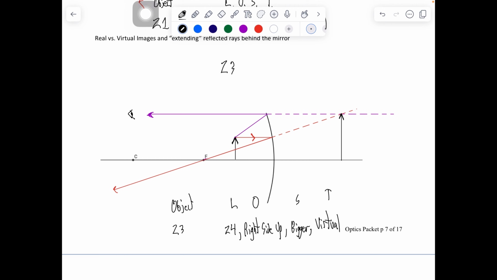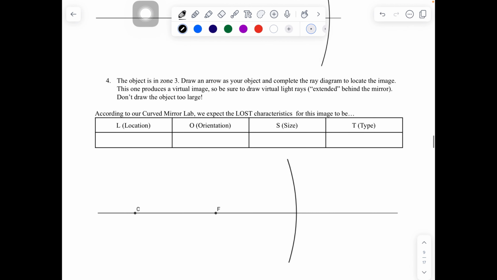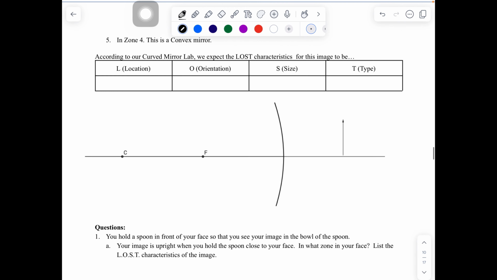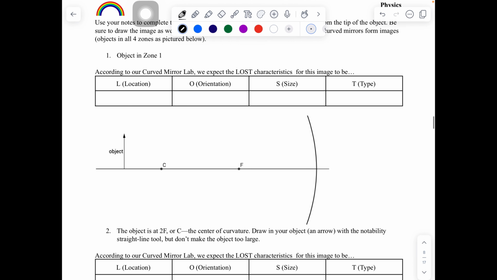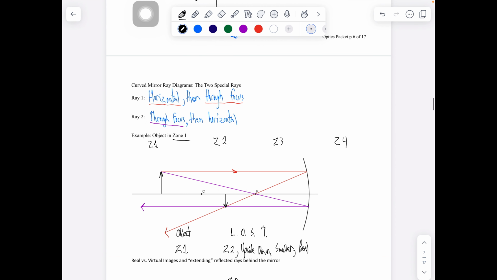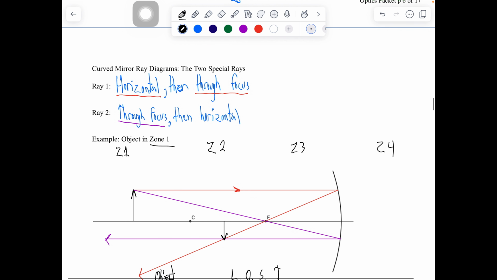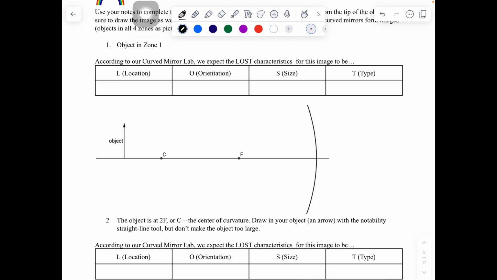With this, what I want you to do, try pages 8, 9, 10, and 11. This is all practice drawing in our curved mirror ray diagrams. I have uploaded a key for these pages, so as you go through, as you try them, please check with the key, see how we draw in our two rays. Again, it's always horizontal, then through the focus, and through the focus, then horizontal. These take practice, but once you get used to them, you'll find them to be not too terribly difficult.